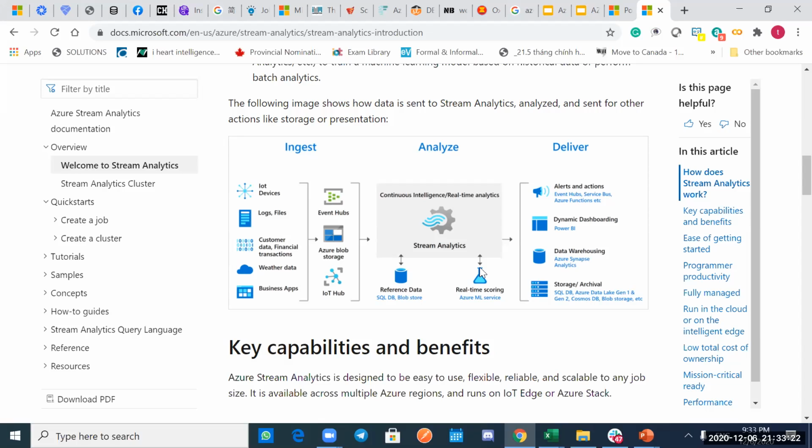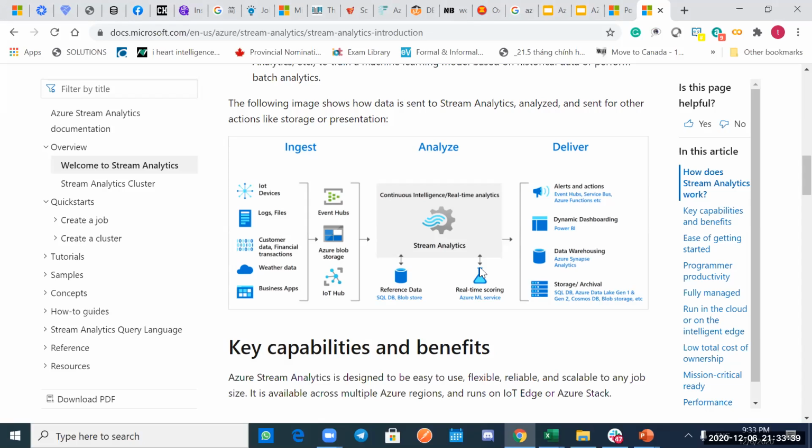Okay, so what do you ingest in here? You ingest stream data, and you have three types of ingest platform. In here it is Event Hub, IoT Hub, and Azure Blob Storage. So all of these are ingest paths.